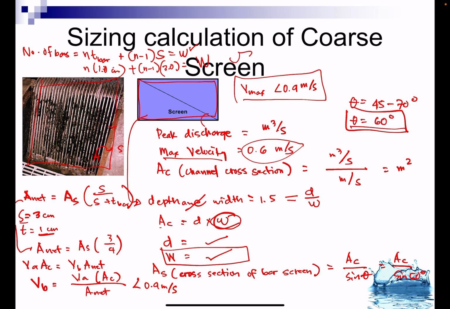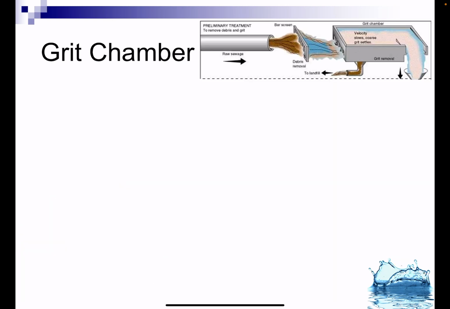Then you can compute now for the value of your N, which is the number of bars that you'd put covering the net area that you got. Okay? Now, next, we proceed with the grit chamber.